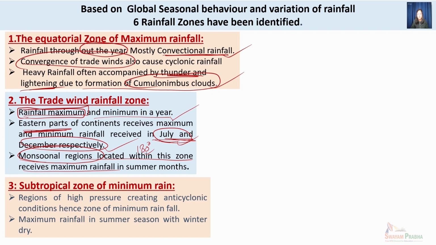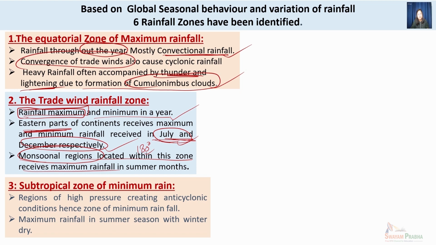Besides the trade wind rainfall zone, the third rainfall zone is the subtropical zone, which is of minimum rain. So why is it of minimum rain? Because it extends between 20 to 30 to 35-degree latitudes in both the hemispheres, which is a high pressure belt area. And because it is a high pressure belt area, there is always descent of air from above, which induces high pressure and winds diverge in opposite directions, causing anticyclonic conditions, retarding the rainfall in these areas. So this condition is not conducive for rainfall, and therefore dry conditions prevail in most of the areas which lie in this latitudinal belt.